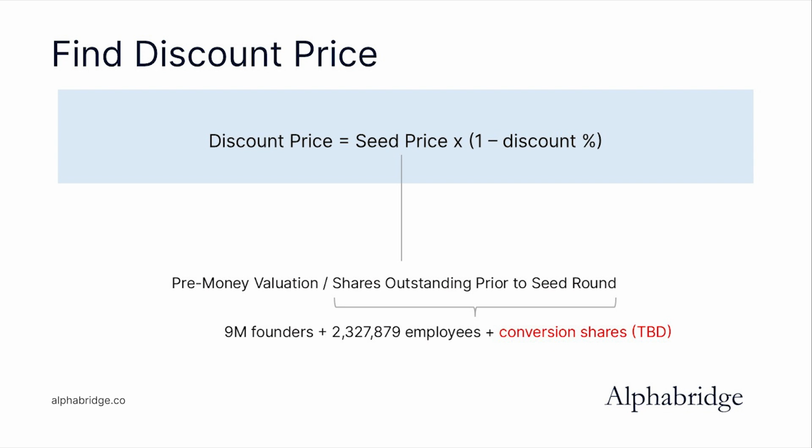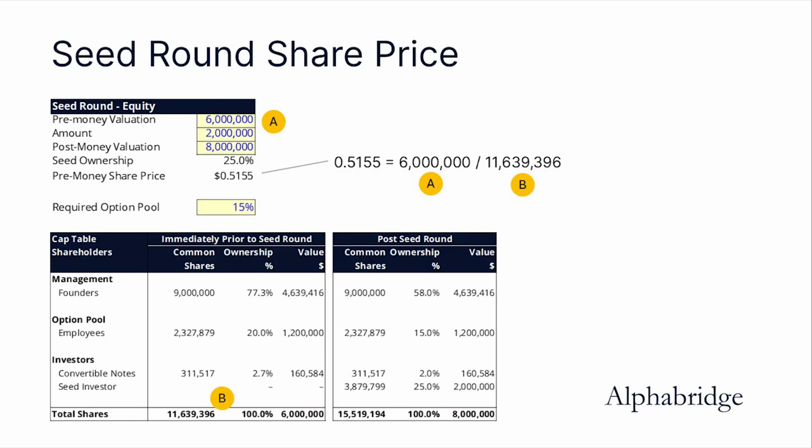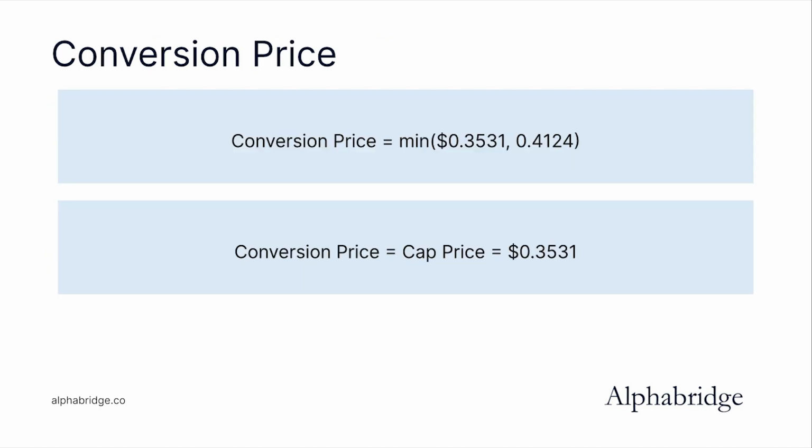Let's now move on to calculate the discount price. Remember that the notes have a discount of 20%. This means the note investor will be able to buy shares at a 20% discount to the seed investor. To calculate the price of the seed round, we divide the pre-money valuation by the total shares outstanding immediately prior to the seed round. In this case, the pre-money share price is a little more than 51 cents. By applying the 20% discount, we arrive at a discount price of 41 cents.